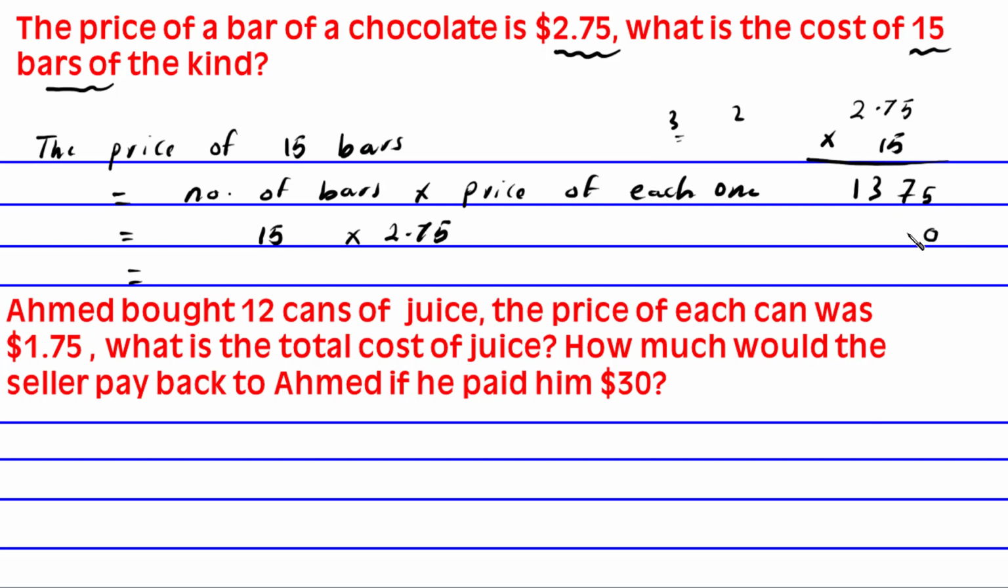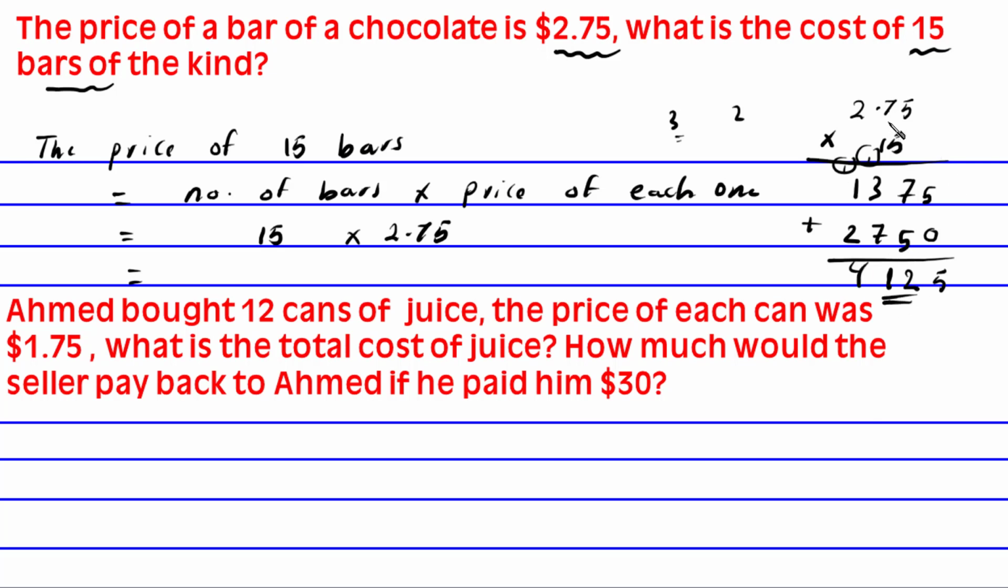1 times 5, it will be 5. 1 times 7, it will be 7. And 1 times 2, it will be 2. Write a line and add the 2 partial products. 5 plus 0, it will be 5. 7 plus 5, it will be 12. Write 2 and carry 1 over 3, it will be 4. 4 plus 7, it will be 11. Write 1 and carry 1 over 1, it will be 2. 2 plus 2 equals 4.